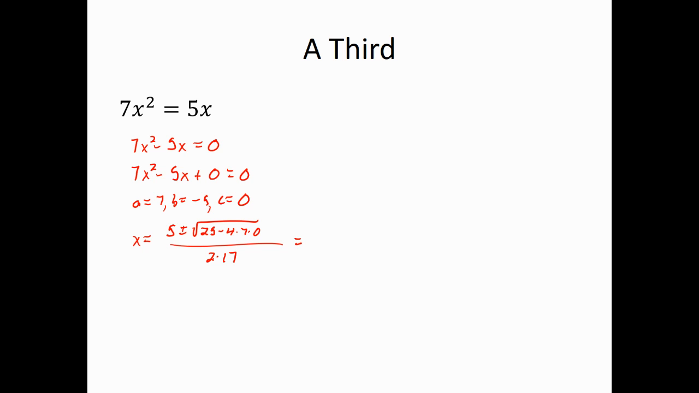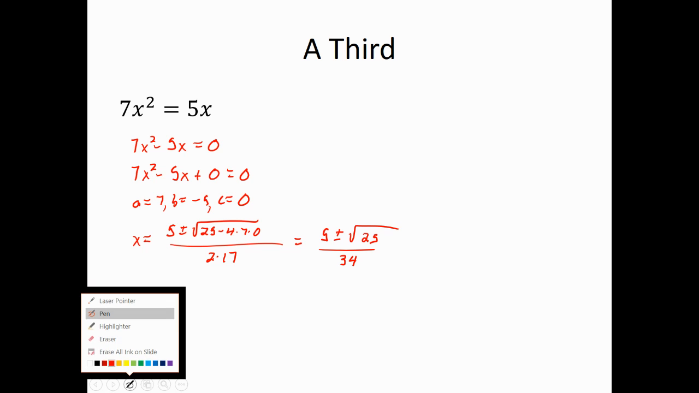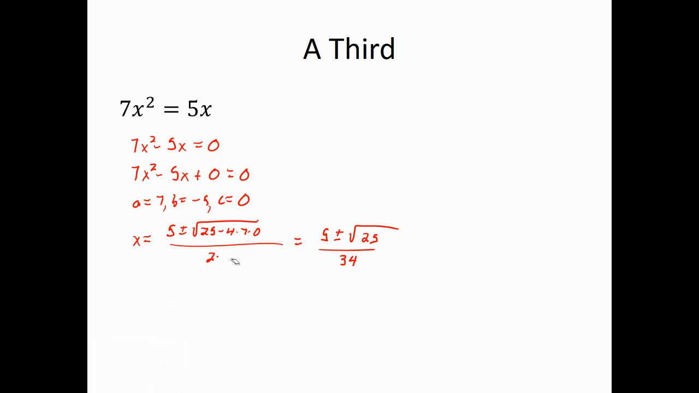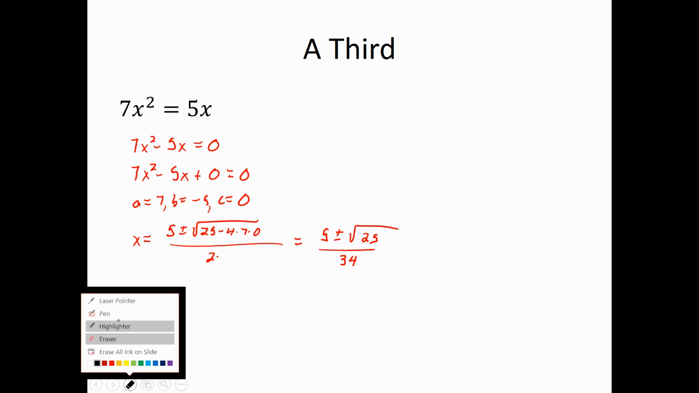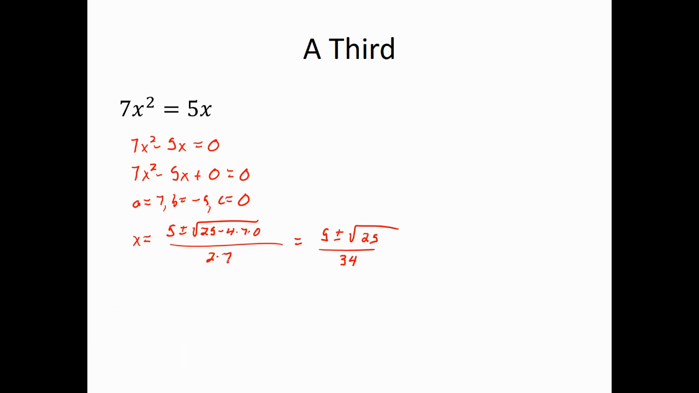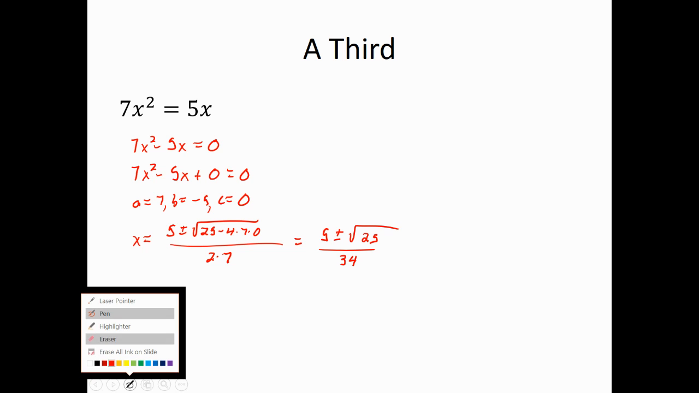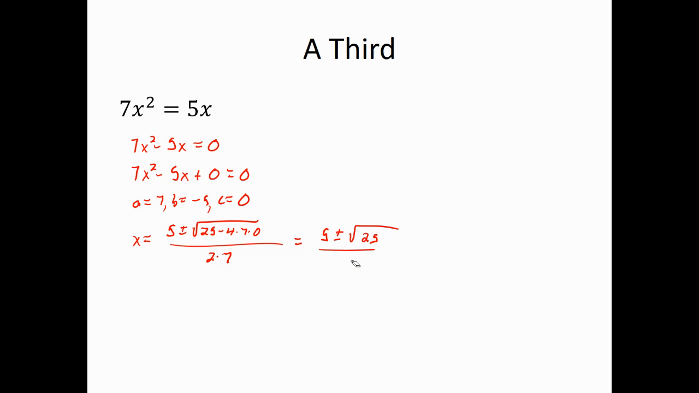And then think about that radical expression, okay? So we have 5 plus or minus the square root of 25 minus 4 times 7 times 0. 4 times 7 times 0 is 0, so this is simply the square root of 25, all over 2 times 7, which is 14. Oh, I don't know what it is with me that I like to insert ones. I suppose I like bigger numbers. So 2 times 7, which means that it's not 34. It's 14, of course.